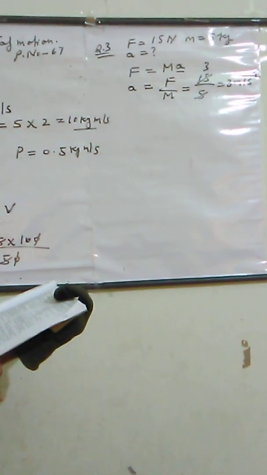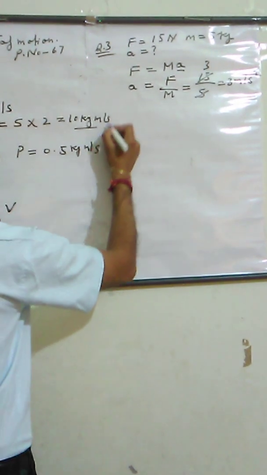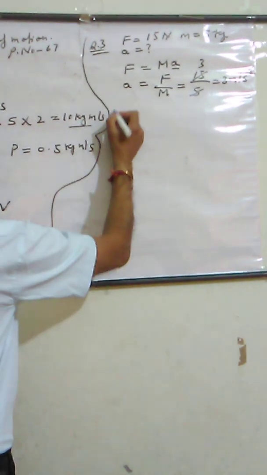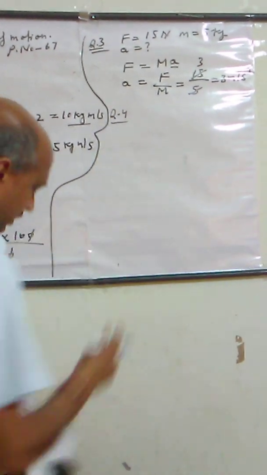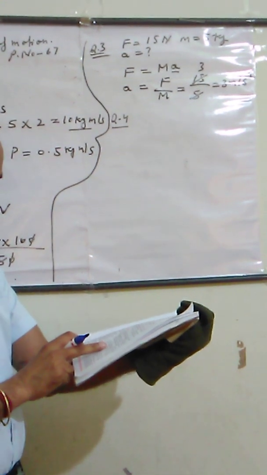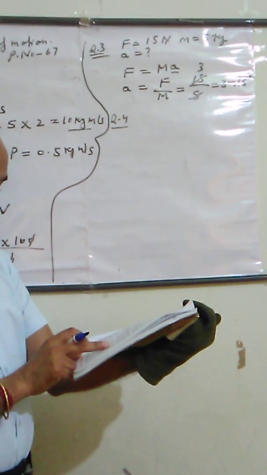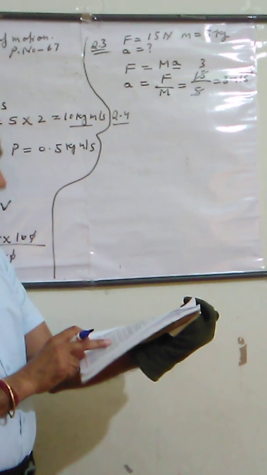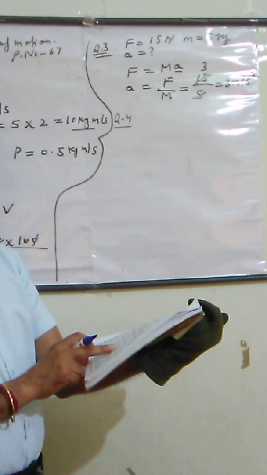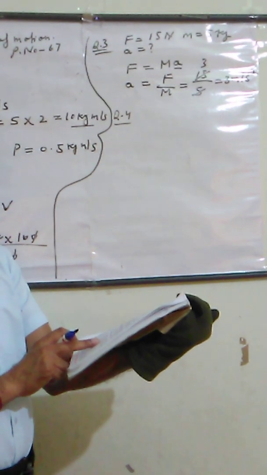Now coming to question number 4. Let me read the question for you. A force of 10 Newton. Again, the force is given to you. A force of 10 Newton acts on a body of mass 5 kg. Find the acceleration produced. I think it is the same as question number 3, so I am not doing question number 4. I am straight away coming to question number 5.